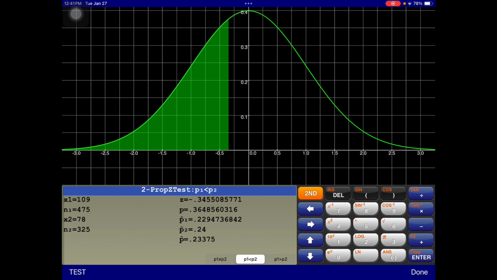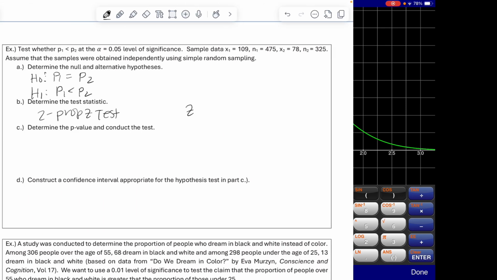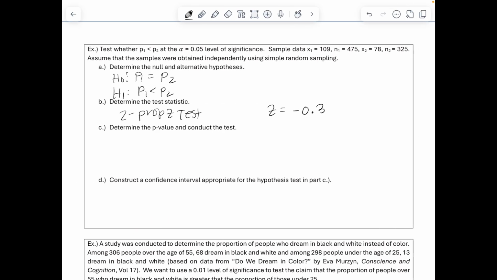And you'll notice that our z-score is given, which is our test statistic, and our p-value is given. We're going to round our z-score correctly to 2 decimal places and our p-value correctly to 4. From the graphing calculator, we get a test statistic of z equals negative 0.35. And again, this is our test statistic.